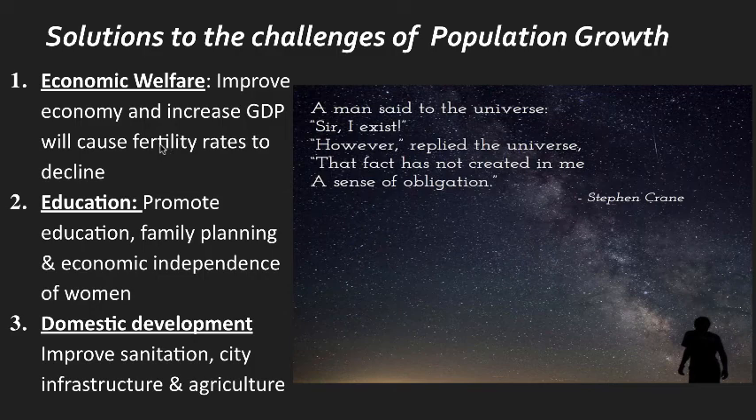Some of the solutions to challenges of population growth that we'll discuss in a lot of detail here. Economic welfare: improving the country's economy, increasing GDP, tends to cause fertility rates to decline. So in the long run, this tends to increase quality of life, decrease infant mortality, increase life expectancy, and ultimately increasing the economic welfare of society tends to remove the population issues, at least from overpopulation.